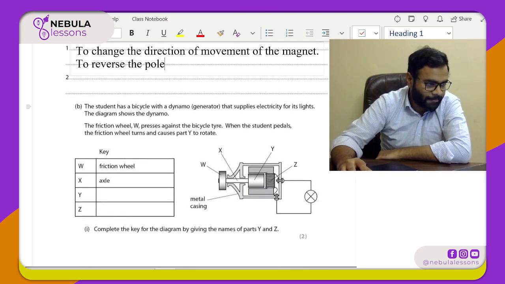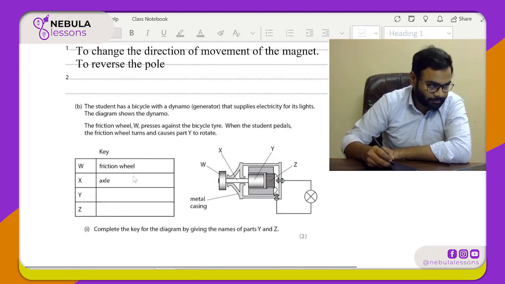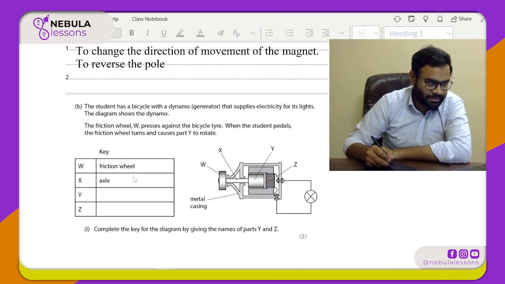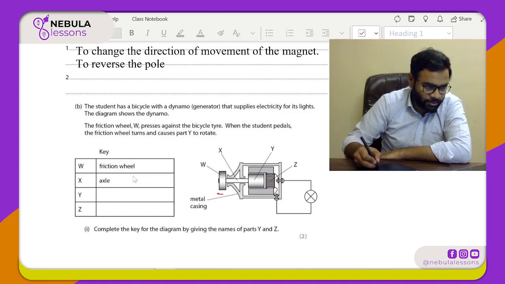And then part B. In part B it says that the student has a bicycle with a dynamo generator that supplies electricity for its light. The diagram shows the dynamo, the friction wheel. This friction wheel presses against the bicycle tire, and when the student pedals, the friction wheel turns and causes part Y to rotate. So this is part Y, and you can see this part Y is closer to this coil. Okay, so we have a hint now.